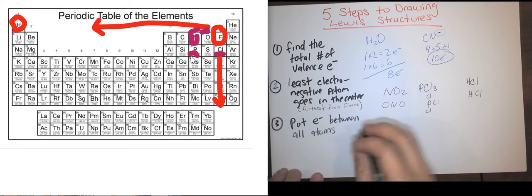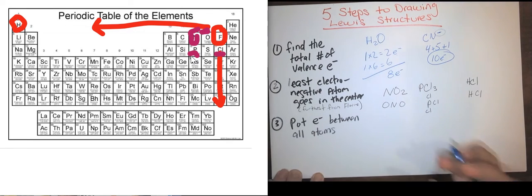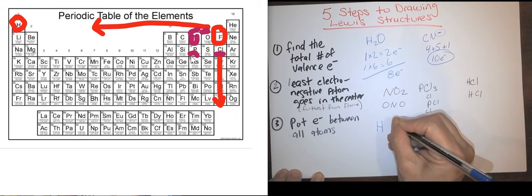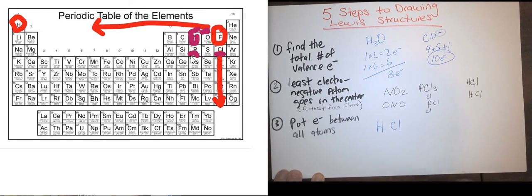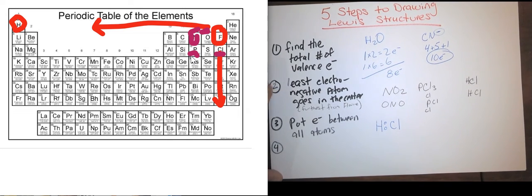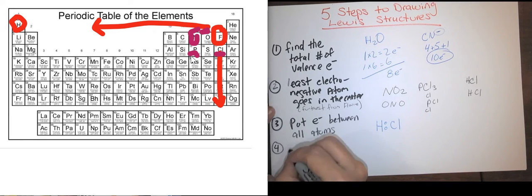So let's go with this HCl example. Let's see, I'll go blue again. So we have HCl. All I do is I put electrons, and I put 2 electrons because 2 electrons are a bond, right? That's it. That's all I do. Put them on there, right? Okay. Let's move to step number 4. Step number 4 is complete the octet on the outside atoms.